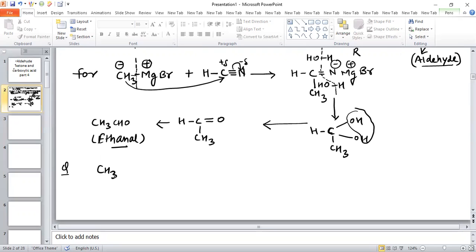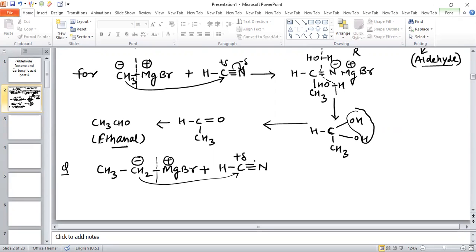CH3CH2MgBr. So this is an organometallic compound, magnesium having positive charge and carbon having negative charge, and the reaction of this compound with HCN. So what happens in this case? This is partial positive, so this carbon will attach on this carbon. Now what happens? Five bonds are formed, so this electron pair will shift on nitrogen.